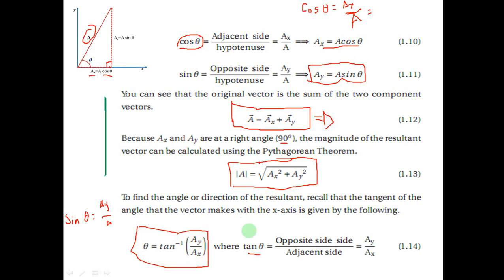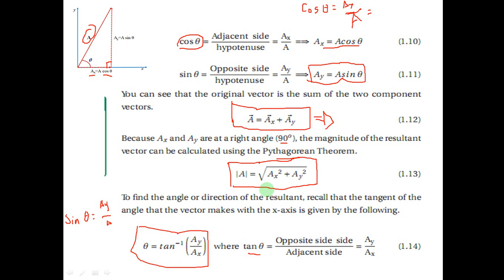So the resultant A will be the square root of Ax squared plus Ay squared. Then the direction will be tan inverse of Ay over Ax, when we use a trigonometric function to find the resultant of two vectors.